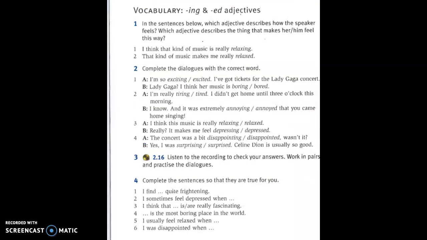And here is the language focus for this lesson. Vocabulary, -ing and -ed adjectives. Very confusing area for a lot of students. Right, the book suggests looking at these two sentences here and seeing which adjective describes how the speaker feels and which adjective describes the thing that makes him or her feel this way.